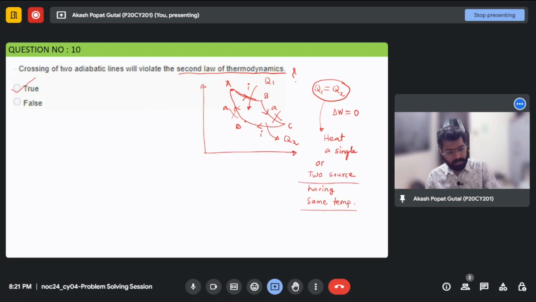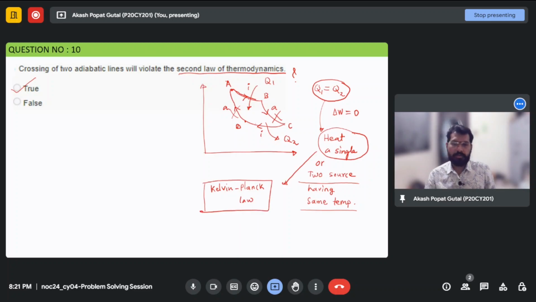And we know, by the Kelvin-Planck law, that we can't construct a cyclic machine which runs in a cycle from only a single heat source. And this is actually a violation of the second law of thermodynamics. That's why this statement is true.